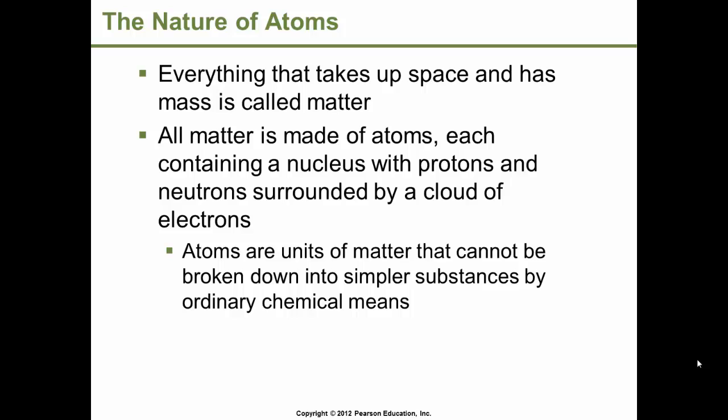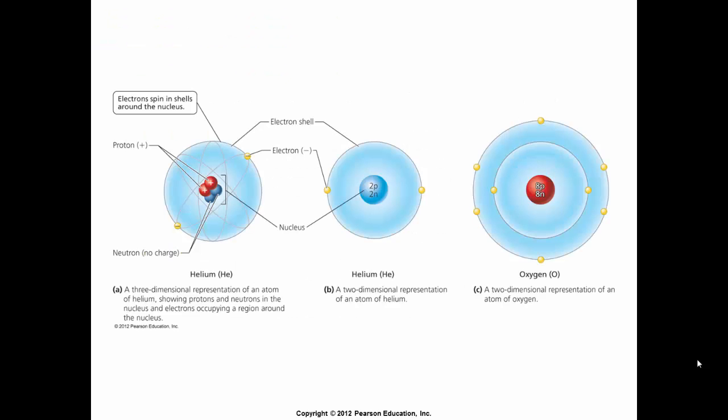Matter is made up of atoms. Each atom contains a nucleus with protons and neutrons. These are surrounded by a cloud of electrons. Atoms are units of matter that cannot be broken down into simpler substances by ordinary chemical means. Electrons with the most energy are furthest from the nucleus, and the chemical properties of an atom are determined by the number of electrons located in its outer shell.